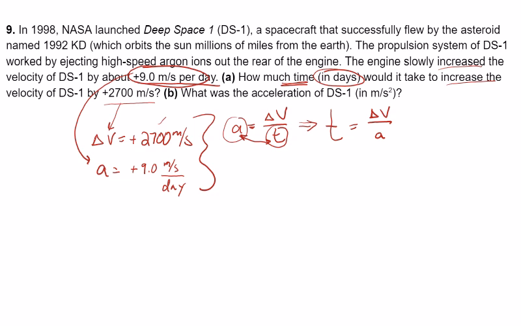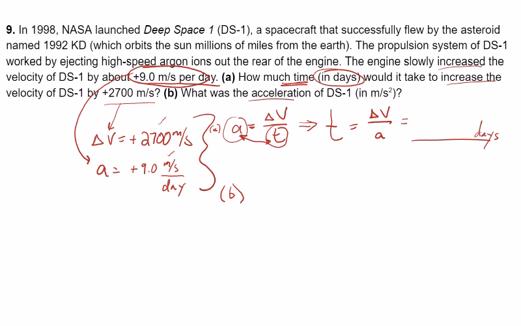Now I've got those things. I've got change in velocity, I've got acceleration, and the meters per second are going to cancel and leave you with just days, which is what you want. So when you calculate this without any kind of conversion, you're going to get days. That's one of the things that's a little bit unusual about this one. So that's part A.